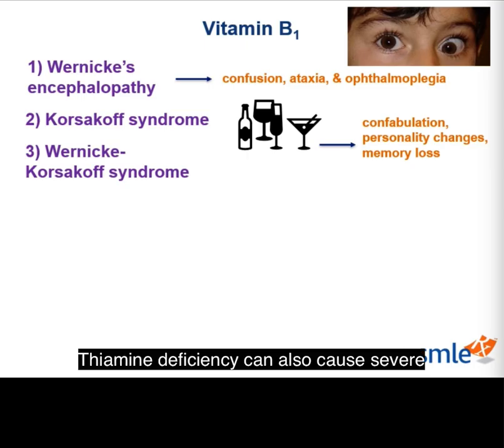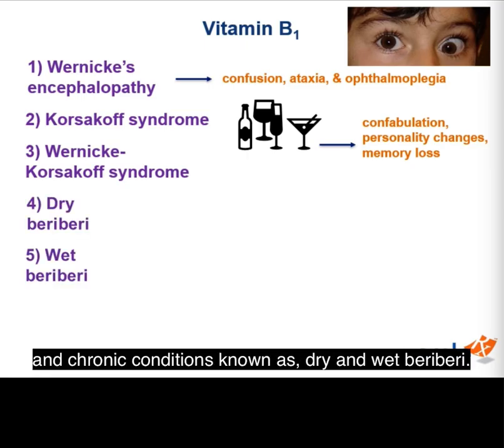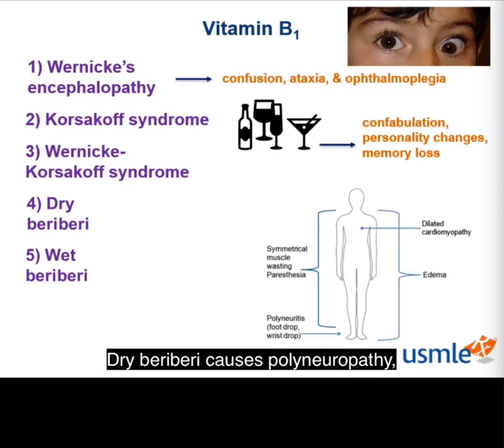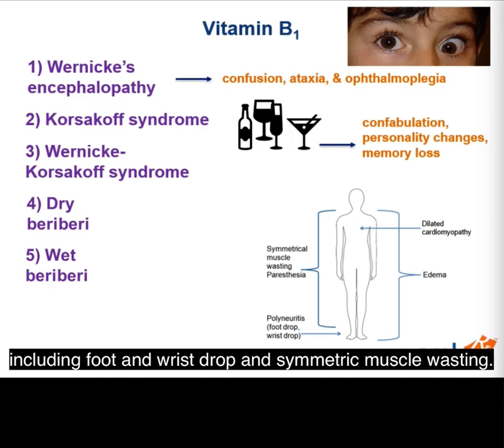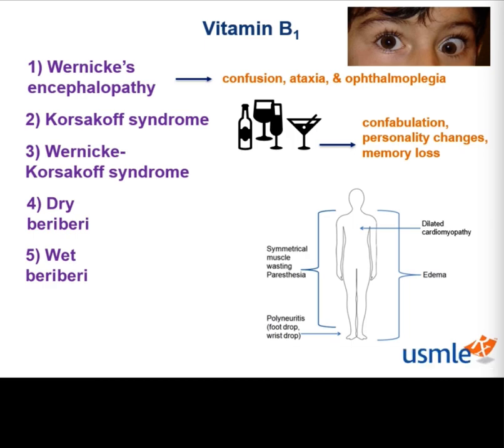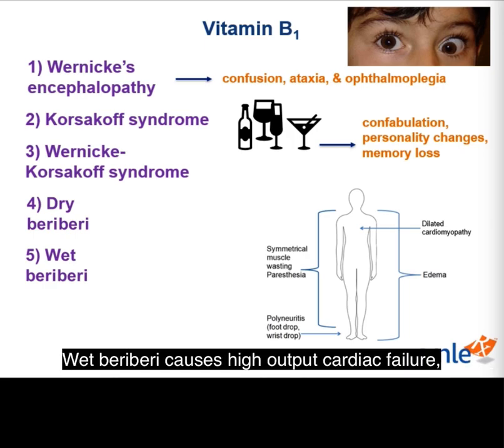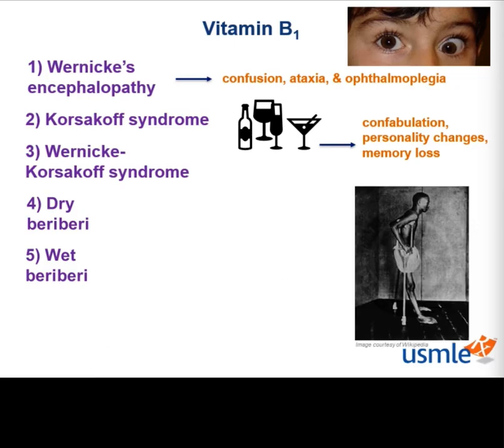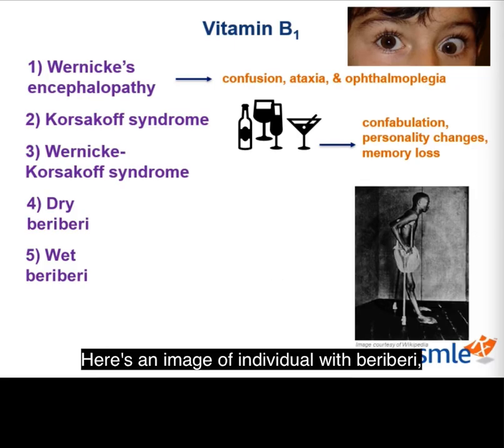Thiamine deficiency can also cause severe and chronic conditions known as dry and wet beriberi. Dry beriberi causes polyneuropathy, including foot and wrist drop and symmetric muscle wasting. Wet beriberi causes high output cardiac failure or dilated cardiomyopathy, which consists of fast heart rate, shortness of breath, and leg swelling.